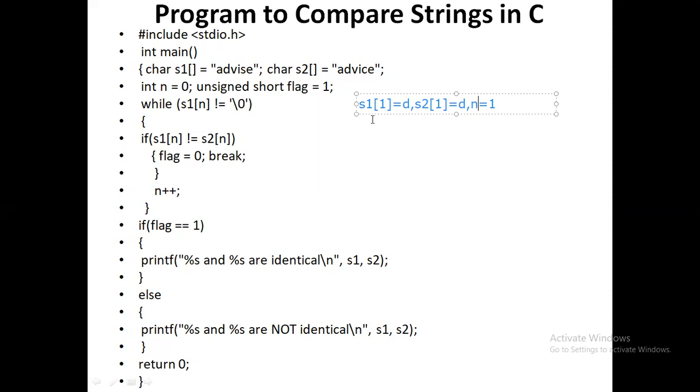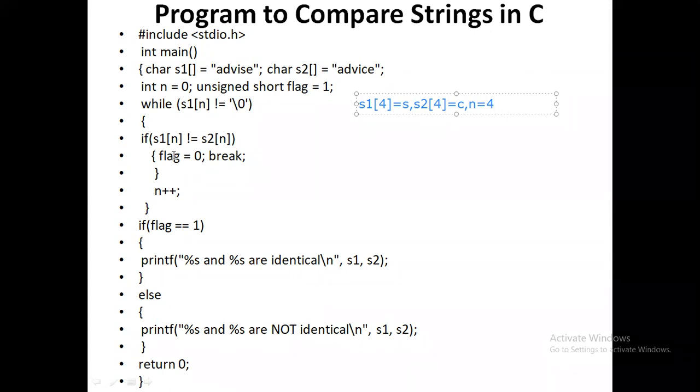How much will S1 of 4 be? Counting 0, 1, 2, 3, 4, S1 of 4 is S. S2 of 4 is C. See, here the conflict comes. At S1 of 4 and S2 of 4 the conflict comes. S1 of 4 is not equal to S2 of 4, because S1 of 4 is S and S2 of 4 is C.